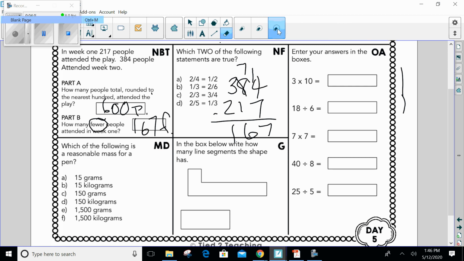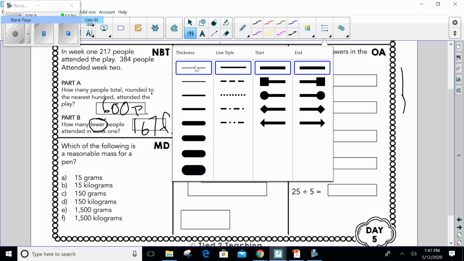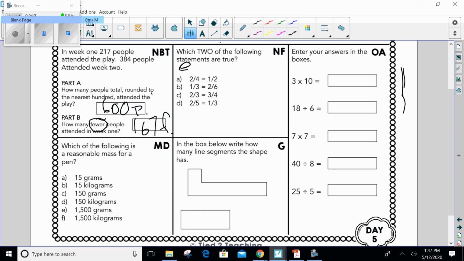Okay, now I'm going to erase because I got into the other problem. All right, which 2 of the following statements are true? You will notice it's 2 fractions with an equal sign in the middle. We're trying to find equivalent. Oh, goodness. We're trying to find equivalent fractions. Okay, I'm trying to write that on here. Equivalent. It even has equal in it, equivalent fractions.